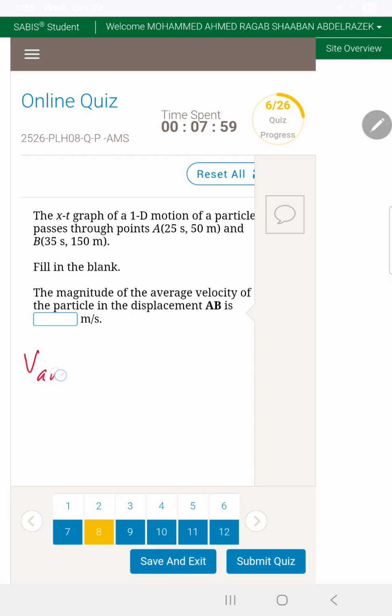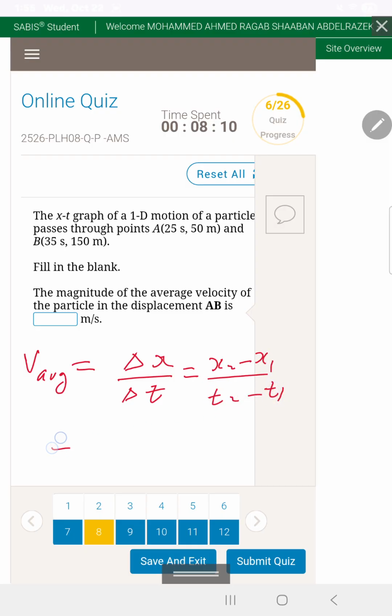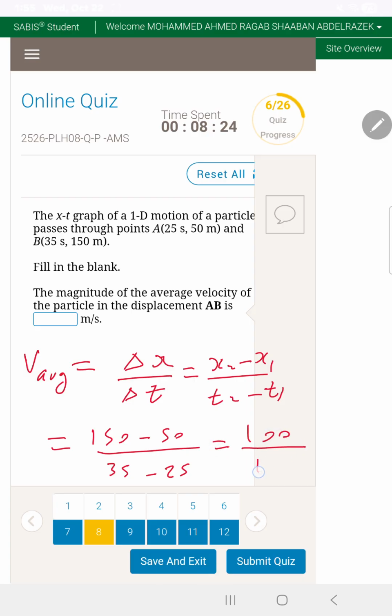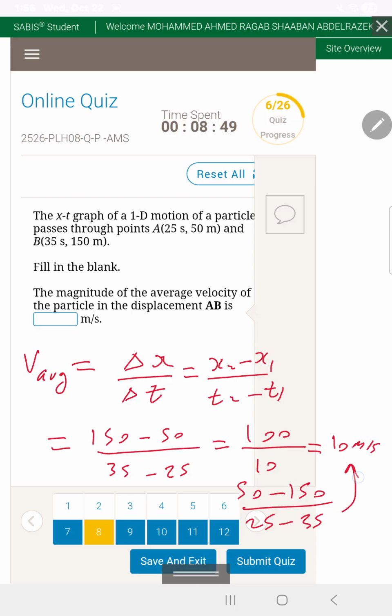So average velocity is equal to delta x over delta t, and that would be x2 minus x1 over t2 minus t1. To calculate that, the displacement here is given to us: 150 minus 50 divided by 35 minus 25. So here you get 100 divided by 10, which is 10 meters per second. And if you start from the other point, which means 50 minus 150 divided by 25 minus 35, you also get the same result.